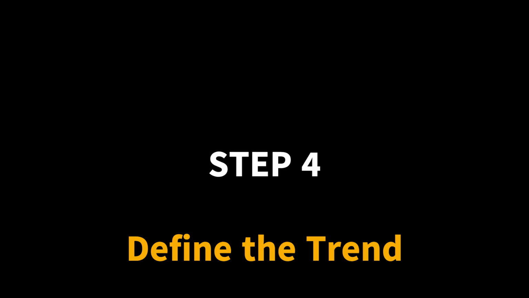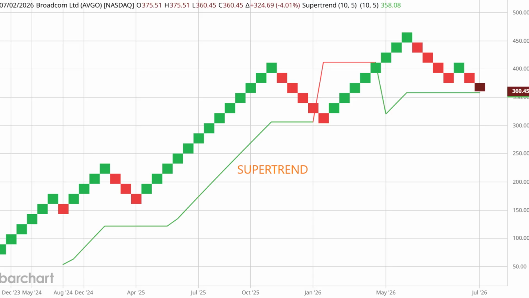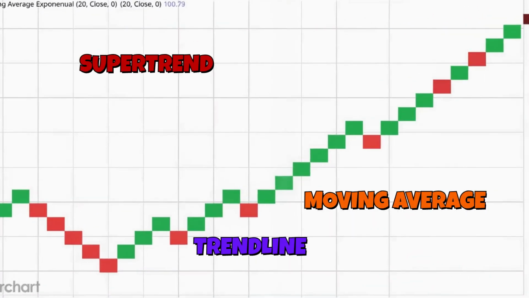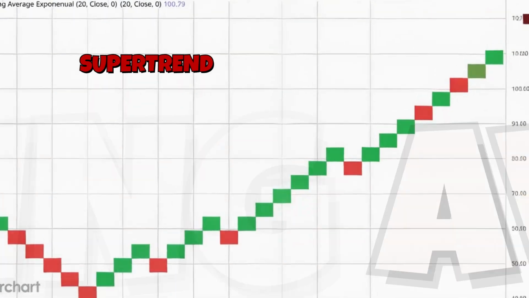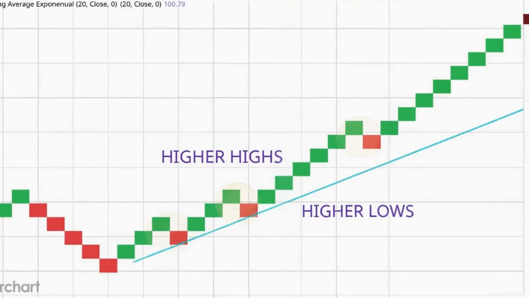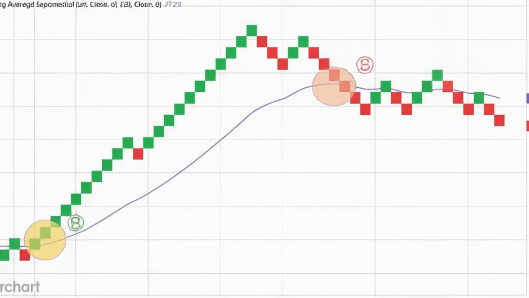Step 4. Define the trend. Once my chart is built, I need a consistent way to define the trend. That might be trend lines, moving averages, the super trend indicator, or another method. The specific tool matters less than having clear, repeatable rules. If I can't explain exactly why I believe the trend is bullish or bearish, I probably shouldn't be taking the trade.